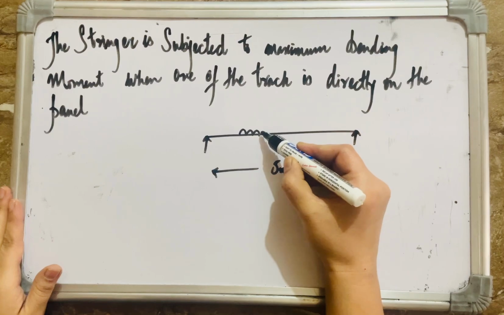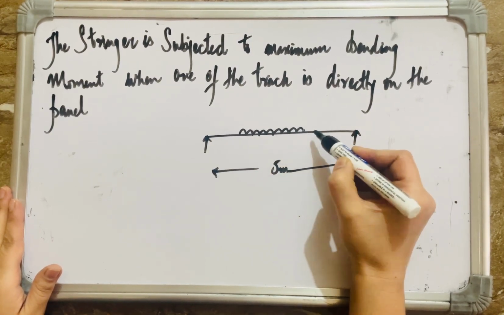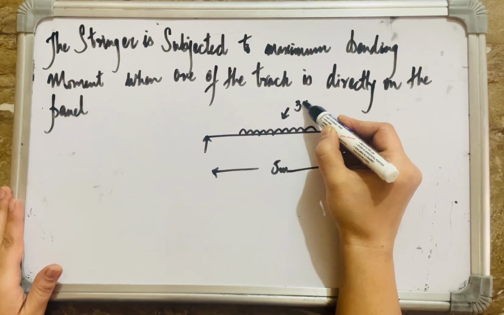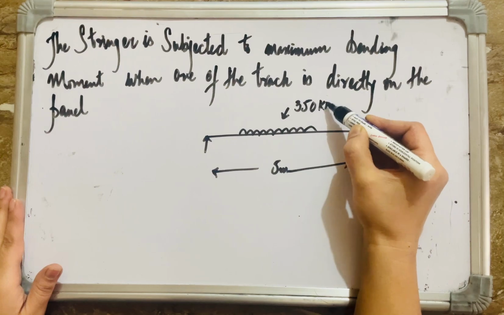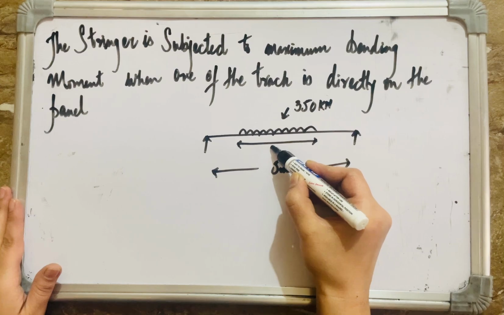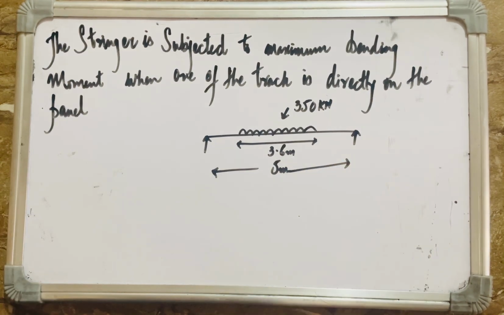This is my track, the IRC class AA tracked vehicle, so this will be 350 kilonewtons, acting over a length of 3.6 meters. The stringer is subjected to the maximum bending moment when one of the tracks is directly on the panel, and from the diagram I have made, I have to calculate my maximum bending moment and the maximum shear force because of the live load that is coming on my stringer beams.